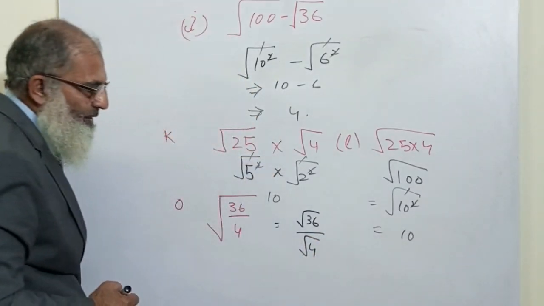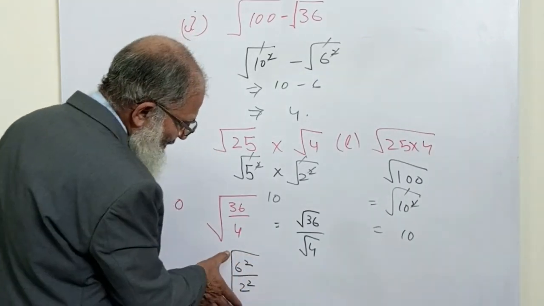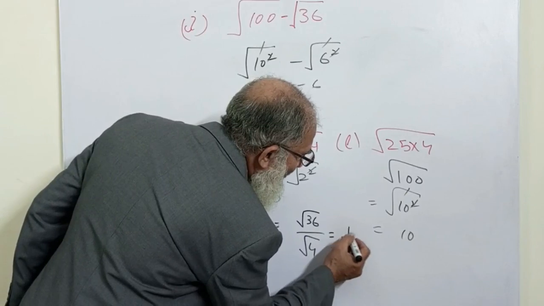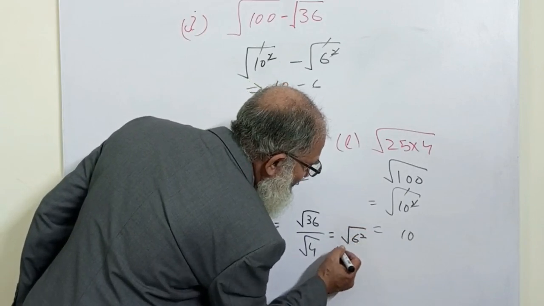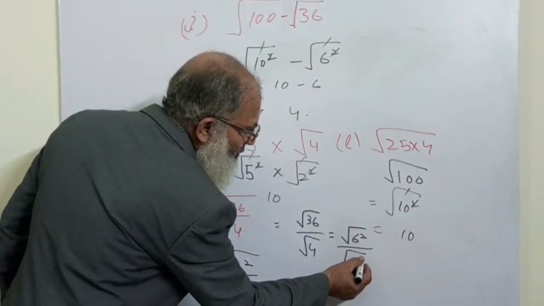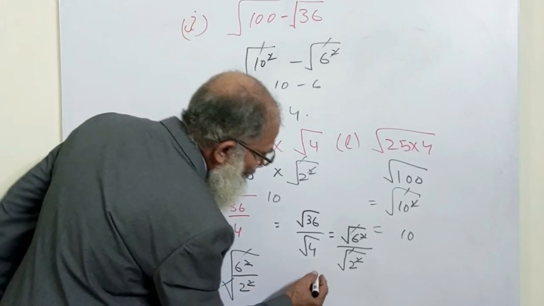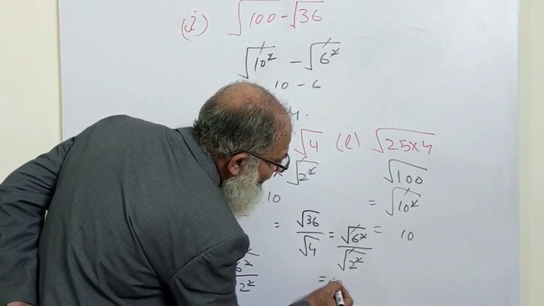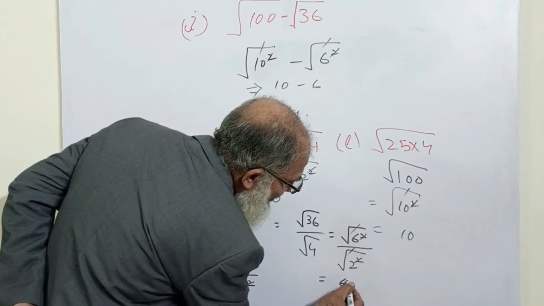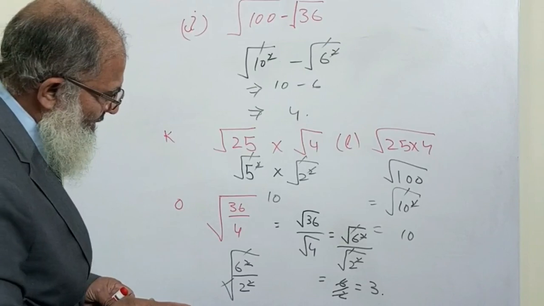Now this is a valid procedure. What you have to do is break them separately. 6 square, and 2 square, so the root goes with the square, like this. So what happens here? It becomes 6 upon 2, and it is cancelled like 3. Now it has come as 3.